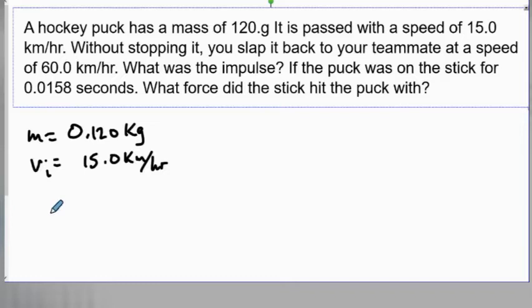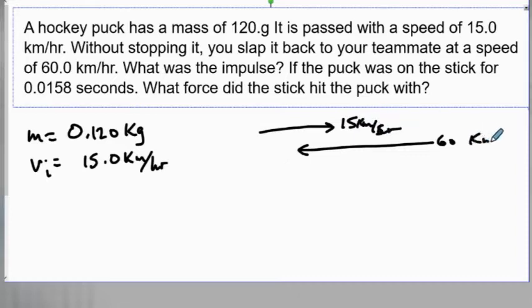And then hockey people call this a one-timer. It returns in the opposite direction. So here's the puck moving in this direction with a speed of 15 kilometers per hour. And then it gets slapped back that way with a speed of 60 kilometers per hour. And the first part of this is, what is the impulse, J? Well, then we also see that we have a time here, 0.0158 seconds. So we want to know what force was used.